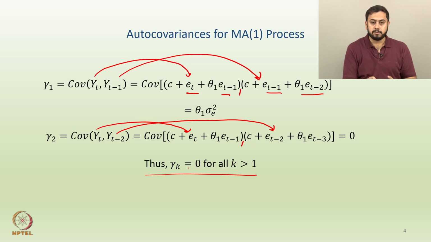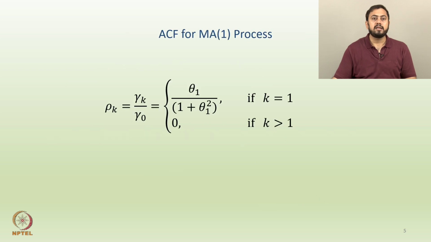Gamma k happens to be 0 for all k strictly bigger than 1, and when k equals 1, we have seen that gamma k is theta 1 into sigma squared e. So when k is 1, this is the answer for the autocovariance, and for every other lag above 1 the autocovariance is 0. Using these two facts I can derive the ACF.